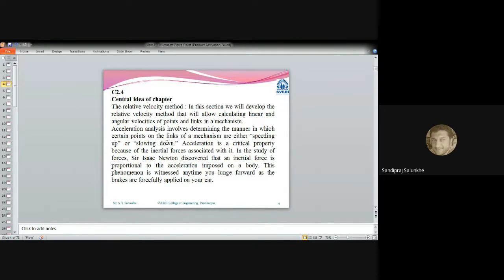Then what will you do? For that, first you have to calculate the inertia forces of the piston, connecting rod, and crank. You have to overcome these inertia forces, because when you start your vehicle or two-wheeler, you use the starter, which means you are overcoming the inertia of all those components and bringing them into motion.